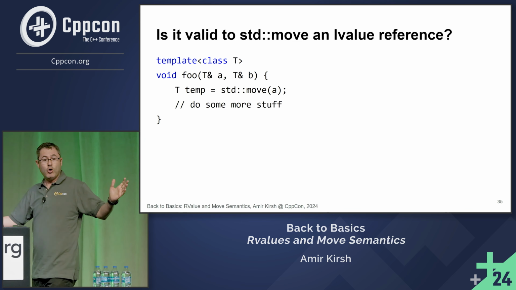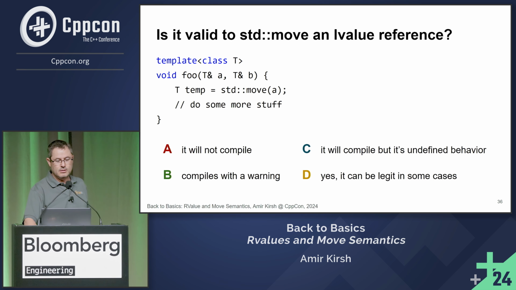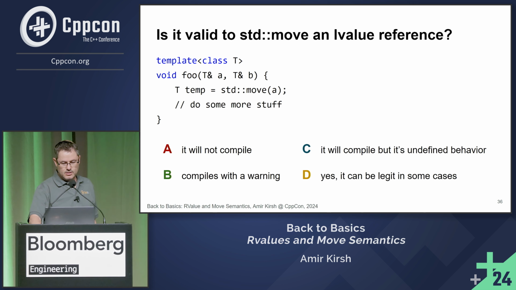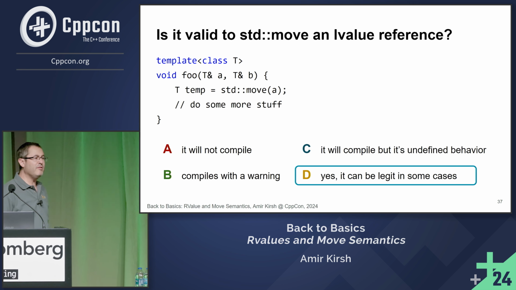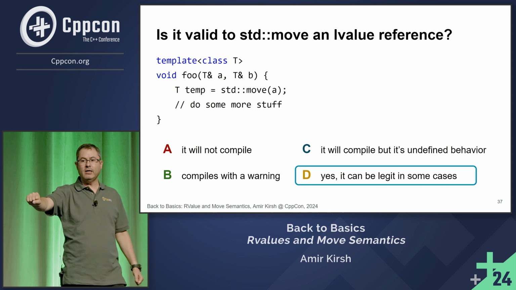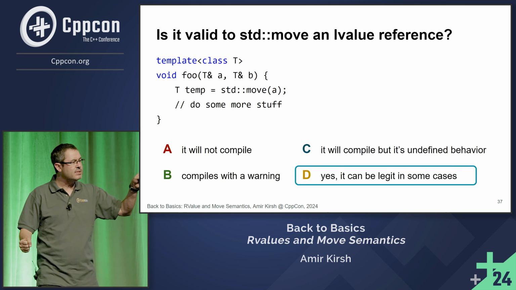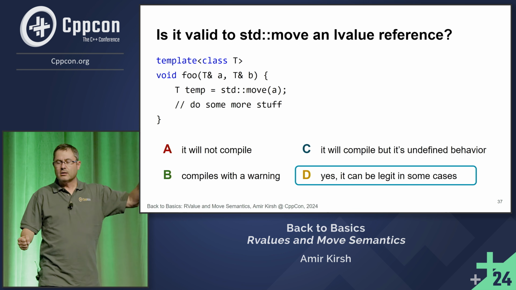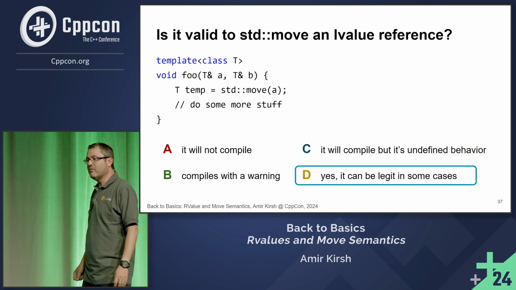Well, it may compile, and in some cases it is valid. Yeah. So these are the answers. And the actual answer is yes, it is legit in some cases. Can you give me an example where I get an Lvalue and I want to steal from it, even though it is an Lvalue? Why do you steal from an Lvalue? Somebody else is looking at that from the caller side. Why do you steal from it? Can you have an example?